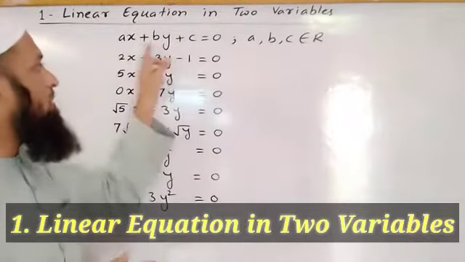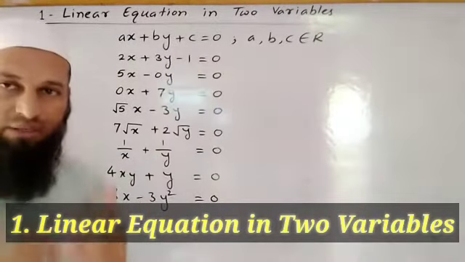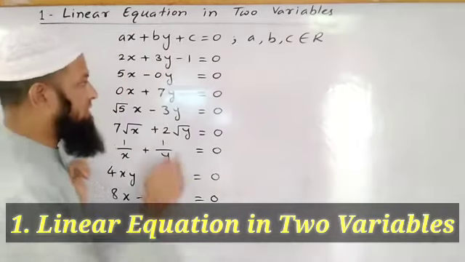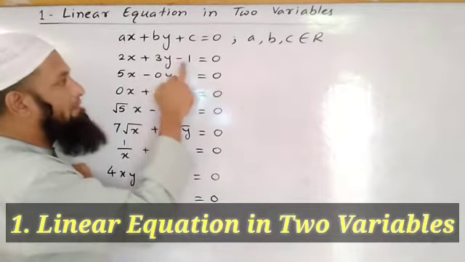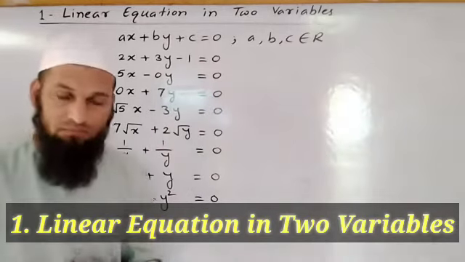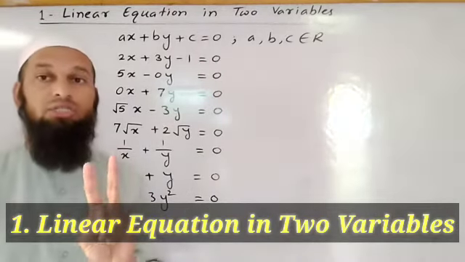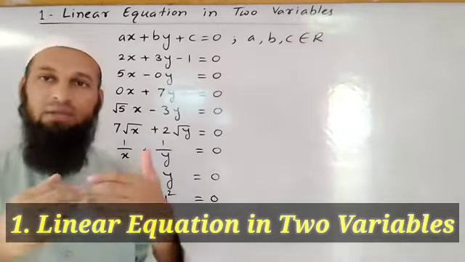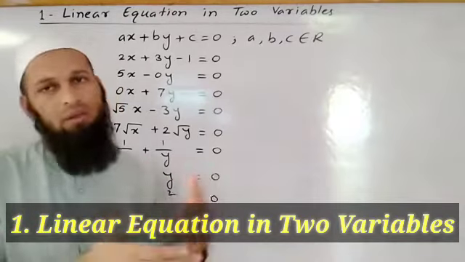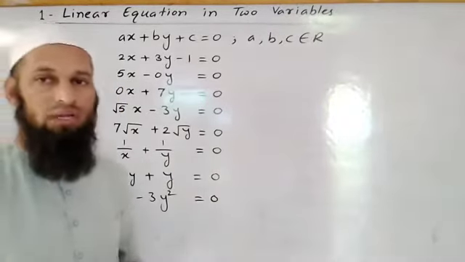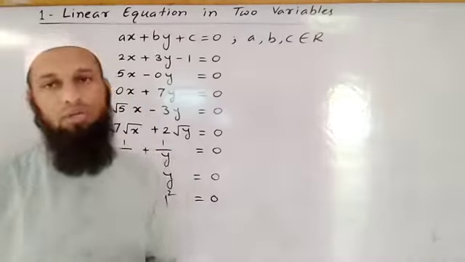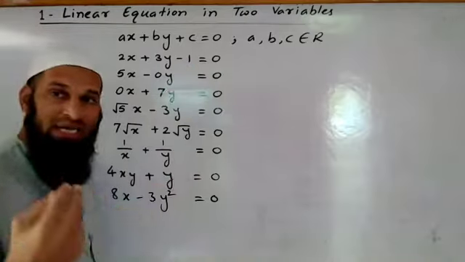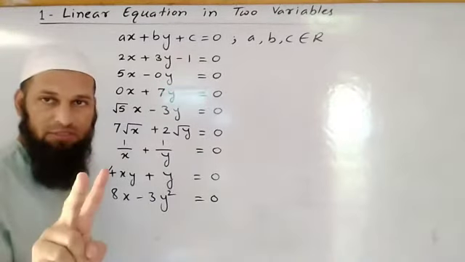See, this ax plus by plus c is equal to 0 is the general form of linear equation in two variables. Okay, now the next example, 2x plus 3y minus 1 is equal to 0. See, we are studying linear equation in two variables, not in one variable. There are linear equation in one variable also, linear equation in two variable, three variable, four variable, many more also. But we are studying about the linear equation in two variables only. So see this equation 2x plus 3y minus 1. So as I told you, there must be two variables.